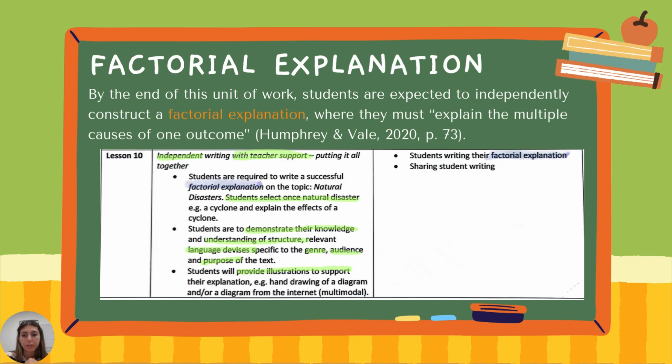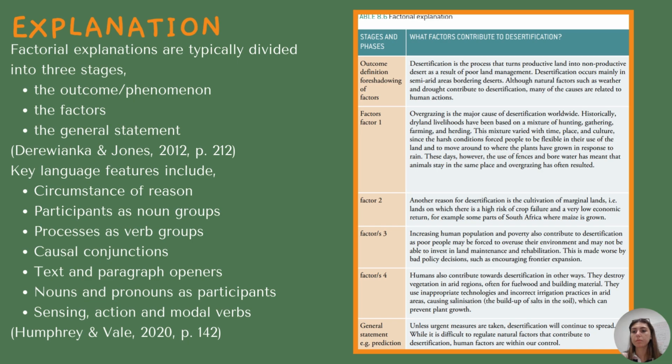Throughout this unit of work, students are exploring explanation texts, their purpose, their features, and how to successfully write one. By Lesson 10 of this unit, students are required to write their own factorial explanation, where they must explain the multiple causes of one outcome. Factorial explanations are typically divided into 3 stages: the phenomenon, the factors, and the general statement. The outcome requires the student to define the topic, this being cyclones. Students may also make brief connections to the factors that cause cyclones.